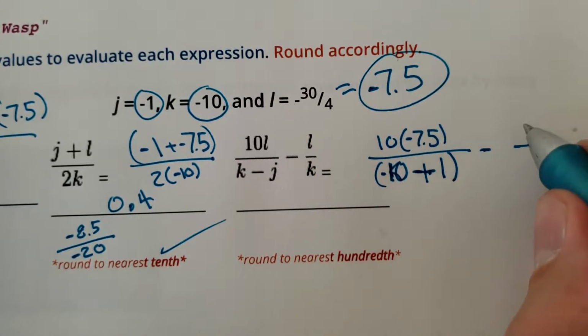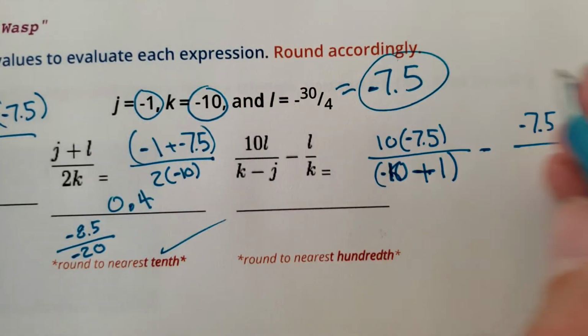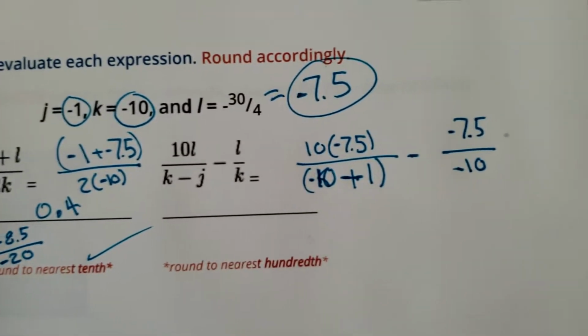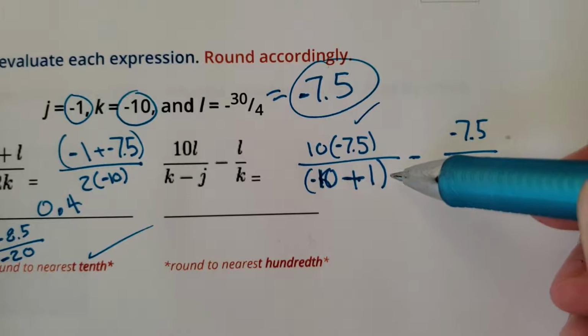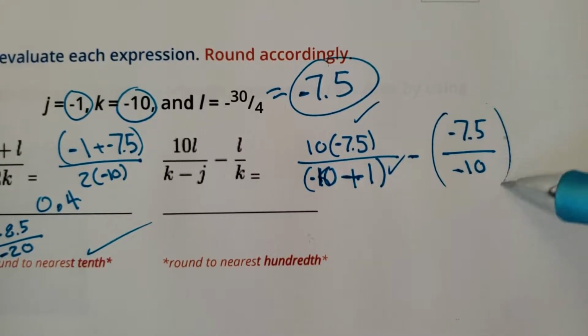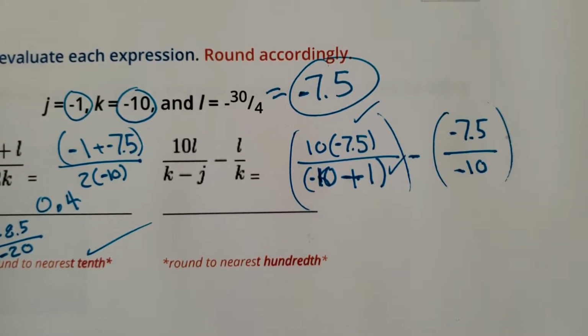Minus negative 7.5 over K, oh, there it is, negative 10 again. Ugh, gross. So I'd multiply that first, I'd combine that next, and then I would basically just leave that fraction like this. I would go ahead and figure out what all of that noise is, and then go minus all of that noise. That's how I do that one.